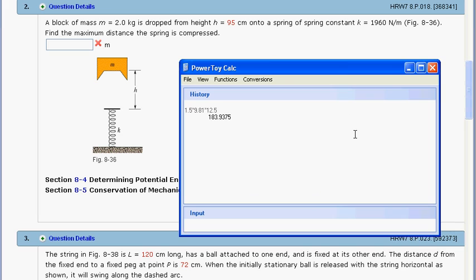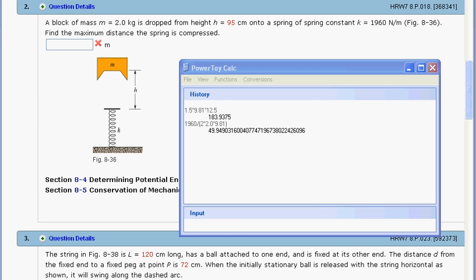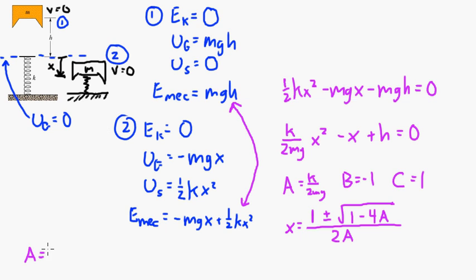K is 1960 newtons per meter. So 1960 newtons per meter divided by 2 times m, which is 2.0 kilograms, times g, which is 9.81. Okay, so there's our A, which is almost 50, 49.95. So A equals 49.95, and then x equals, so we just have to solve this obnoxious thing.